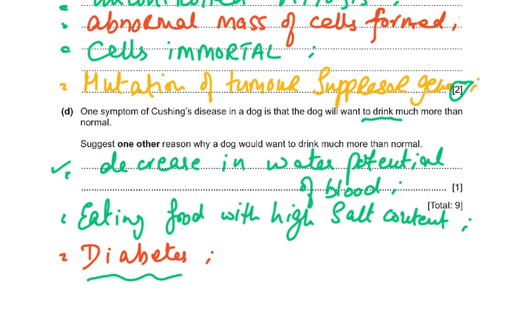Or eating food with a high salt content. If you have a lot of salty stuff, well, you're going to feel thirsty. Why? Because suddenly your blood plasma becomes very concentrated. So if you know your basic concepts in bio, you can answer most of these questions.